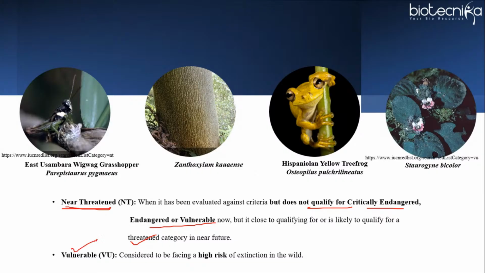And vulnerable: the taxa belonging to this category are considered to be facing a high risk of extinction in the wild. So please remember the keywords. I have highlighted the keywords in bold. For vulnerable, you can remember high risk. So they have a high risk of extinction. Here this tree frog and this particular Storogine bicolor that you see all belong to the vulnerable category, and the first two belong to near threatened.